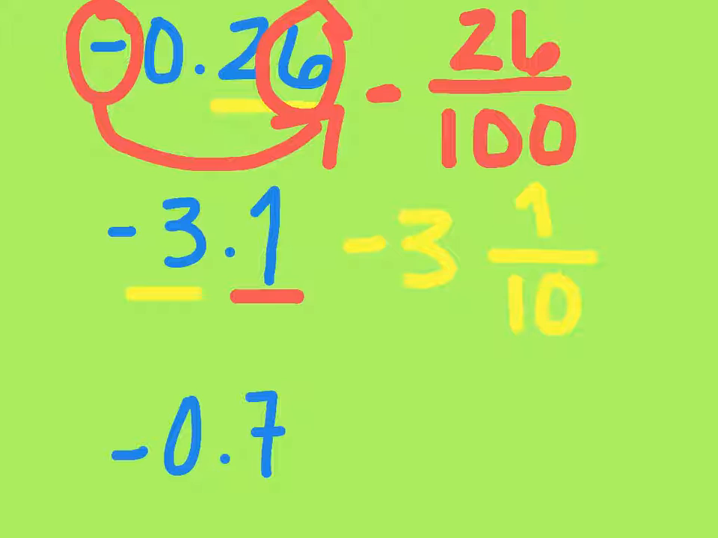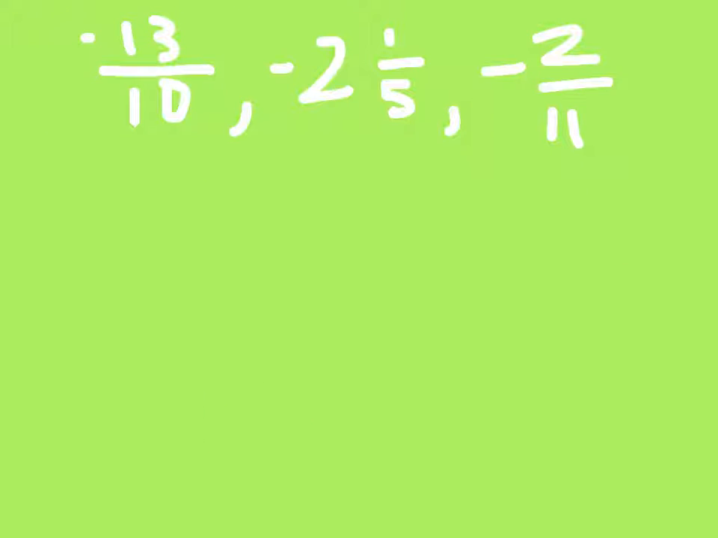For the last one, what you're going to do is take the place value, it's in the tenths, so it now becomes negative 7 over 10. Right, good deal, good deal.